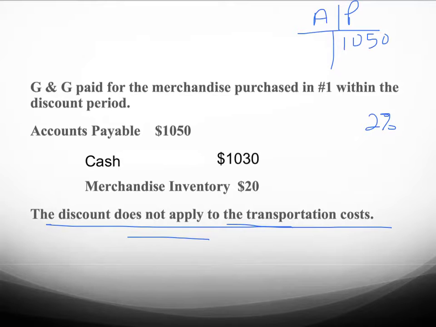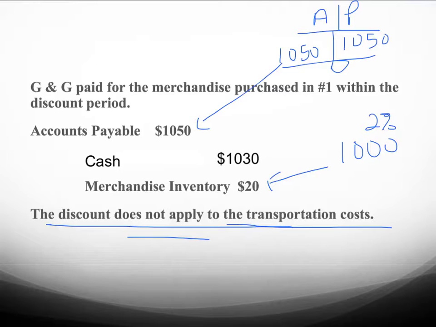So therefore, we're taking 2% of the $1,000 of merchandise we purchased. So here is our credit to merchandise inventory for the discount. Of course, our accounts payable, we had to debit for $1,050 to make it zero. So we remitted $1,030 cash to the seller.